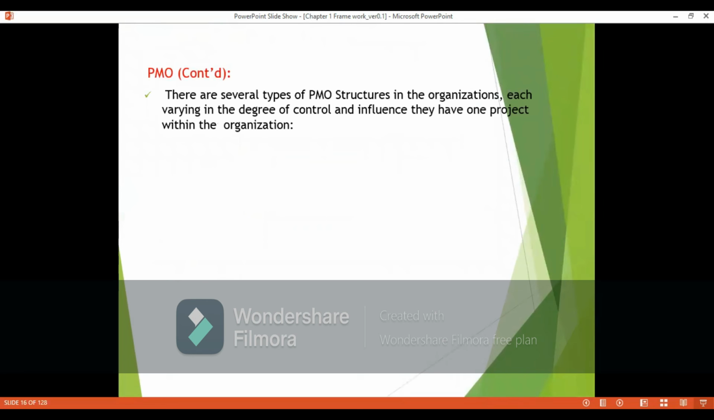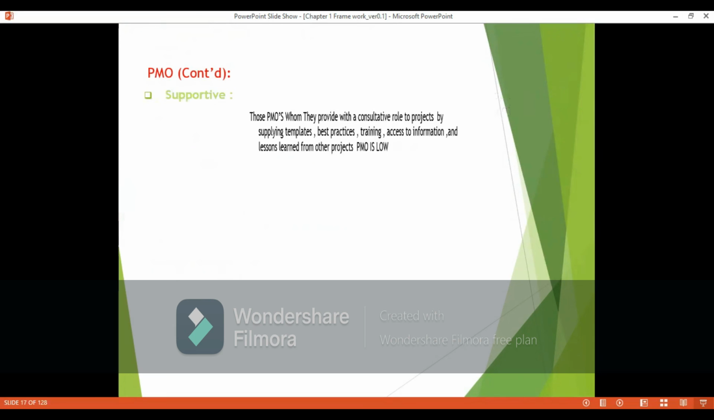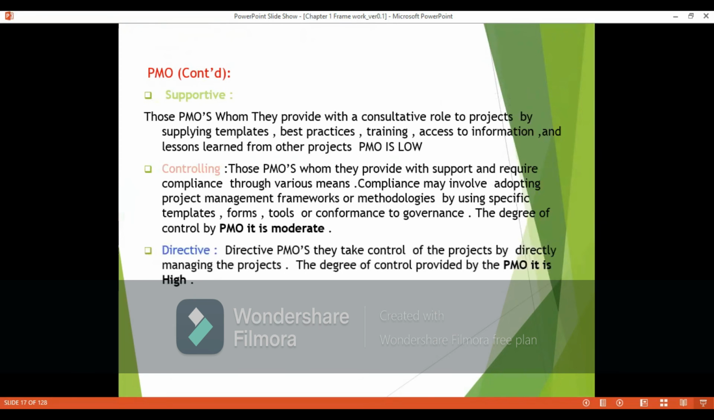So when it comes to PMO, we do have different sorts of project management offices, right? Now, we have what we call the directive, and directive is the highest level. So today, if I'm a PMO director, I manage senior project managers, program managers, portfolio managers, and project managers, and I can give them directions as well.